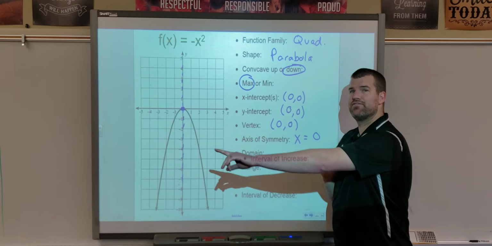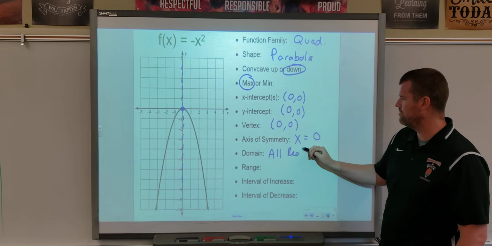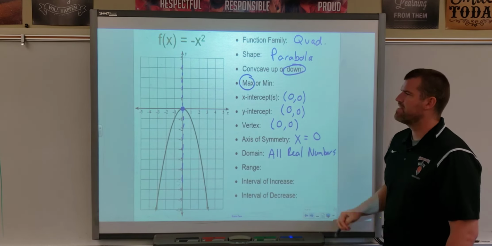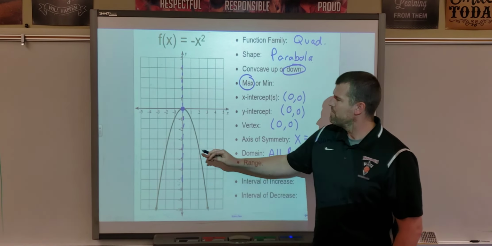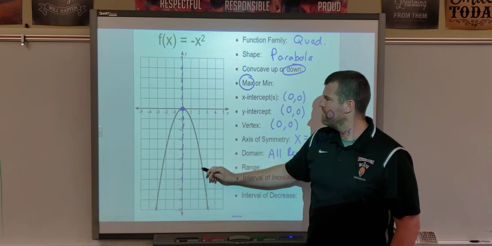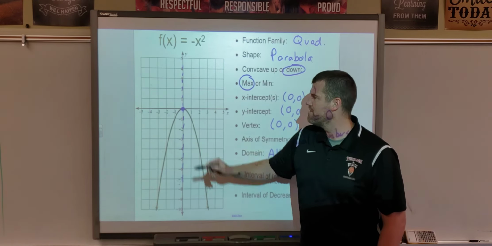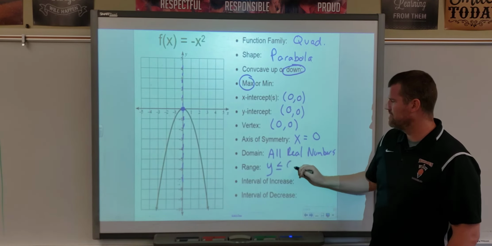Domain, it goes left and right forever. So domain for quadratic, all real numbers. But this time the range is not going to be greater than, it's going to be less than. Because every point on this curve, the y value is below 0, right? Or right at 0. So the range for this is going to be y is less than or equal to 0.